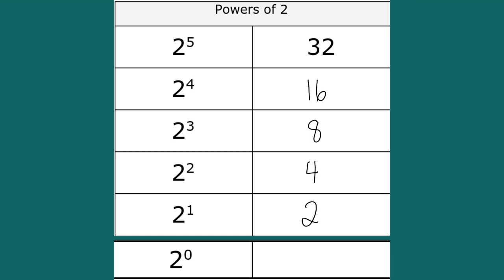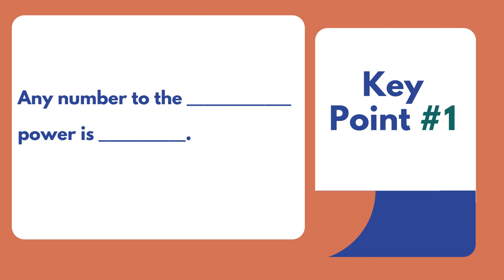Let's use that same logic to illustrate what happens when we have 2 to the 0 power. Well, each time we went down the table, we were dividing by 2. So let's do this one final time. 2 divided by 2 is 1, because anything divided by itself is just the whole number 1. Do you think this would be true for any number raised to the 0 power? Well, it turns out that it is true. Any number raised to the 0 power is 1, because that would always mean that we were dividing that number by itself.